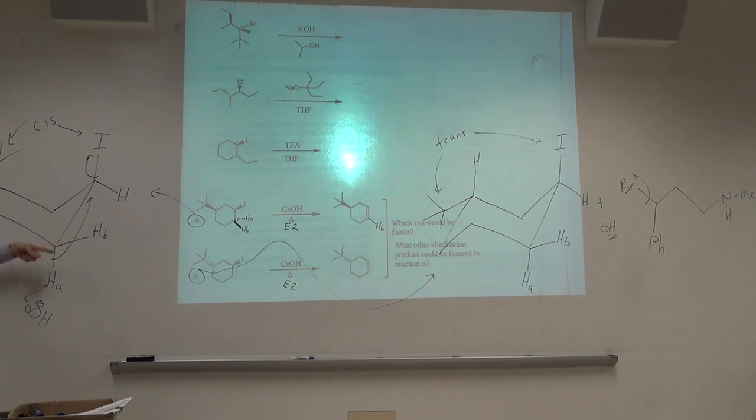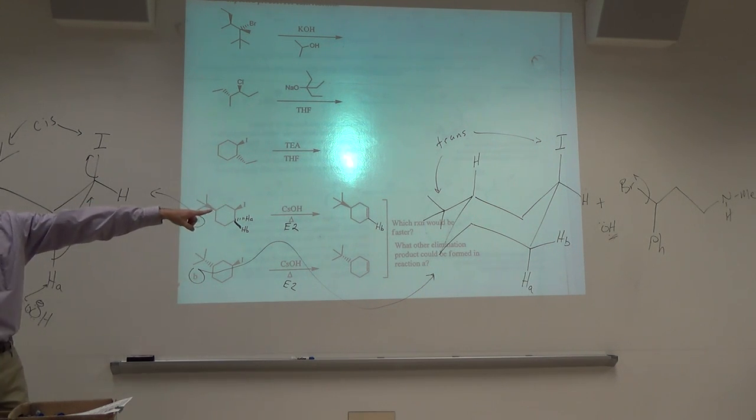Is this molecule going to want to exist with both of these groups axial? Hey, why not? This molecule is dying to do a ring flip, right? This molecule wants to do a ring flip and both become equatorial. Is that one over there dying as much to do a ring flip? No.